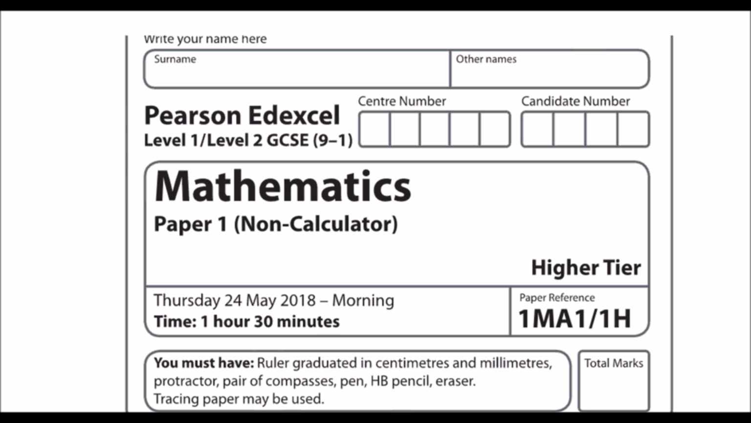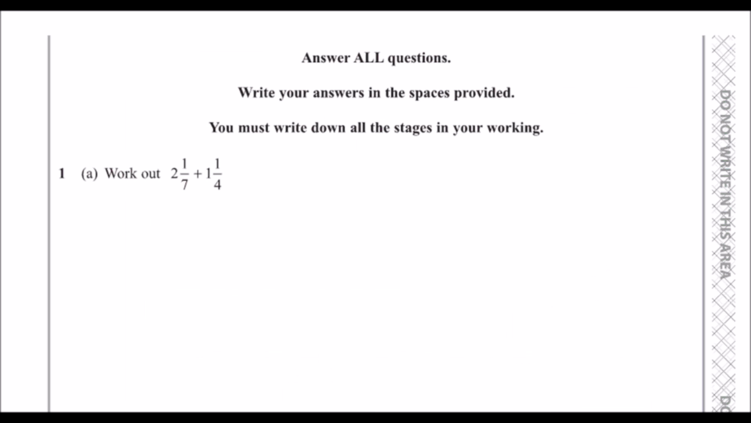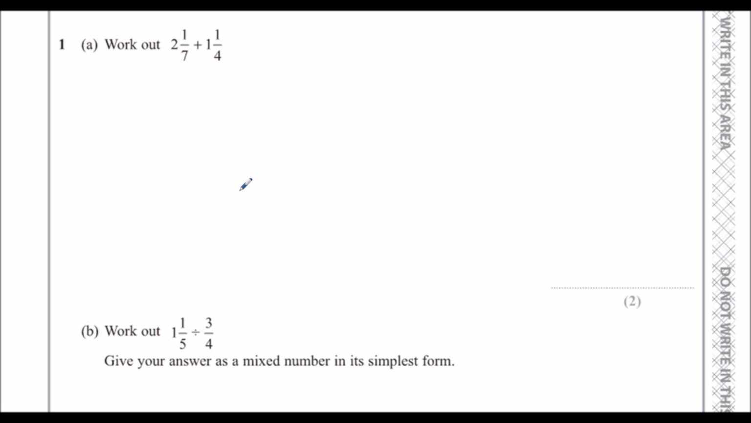In this video, I'm going to do the Paper 1 higher tier from May 2018. Okay, so question 1. Work out 2 1/7 plus 1 1/4.